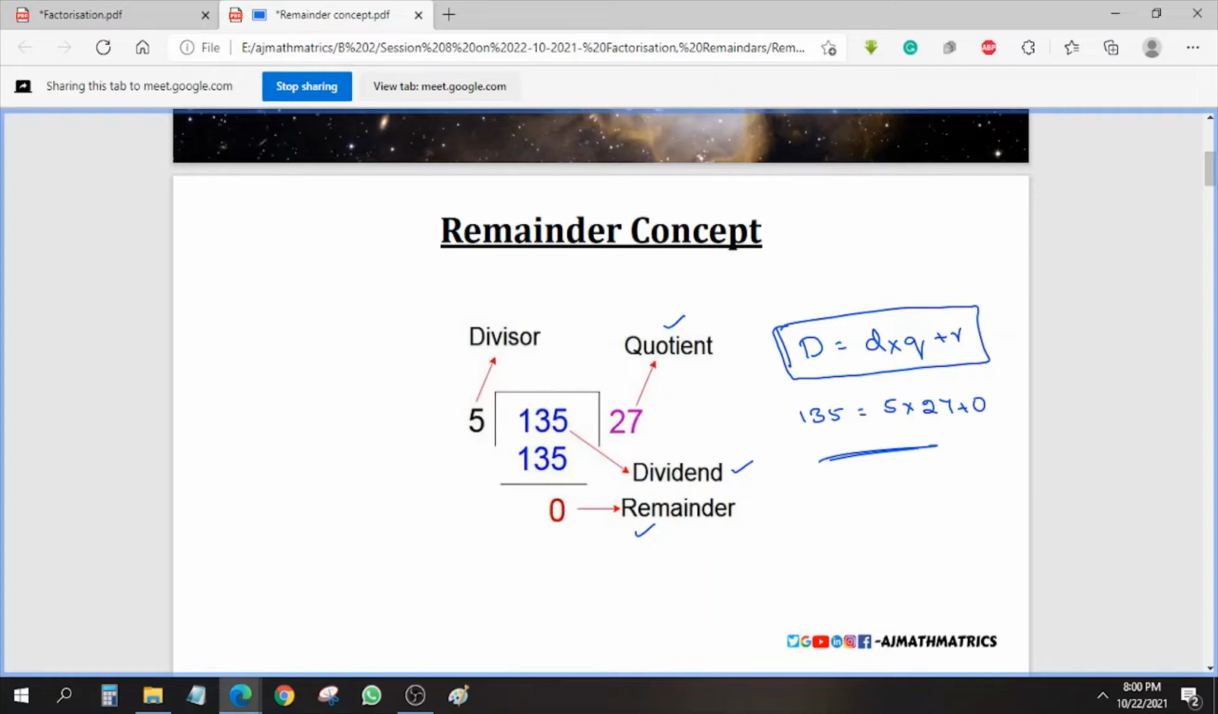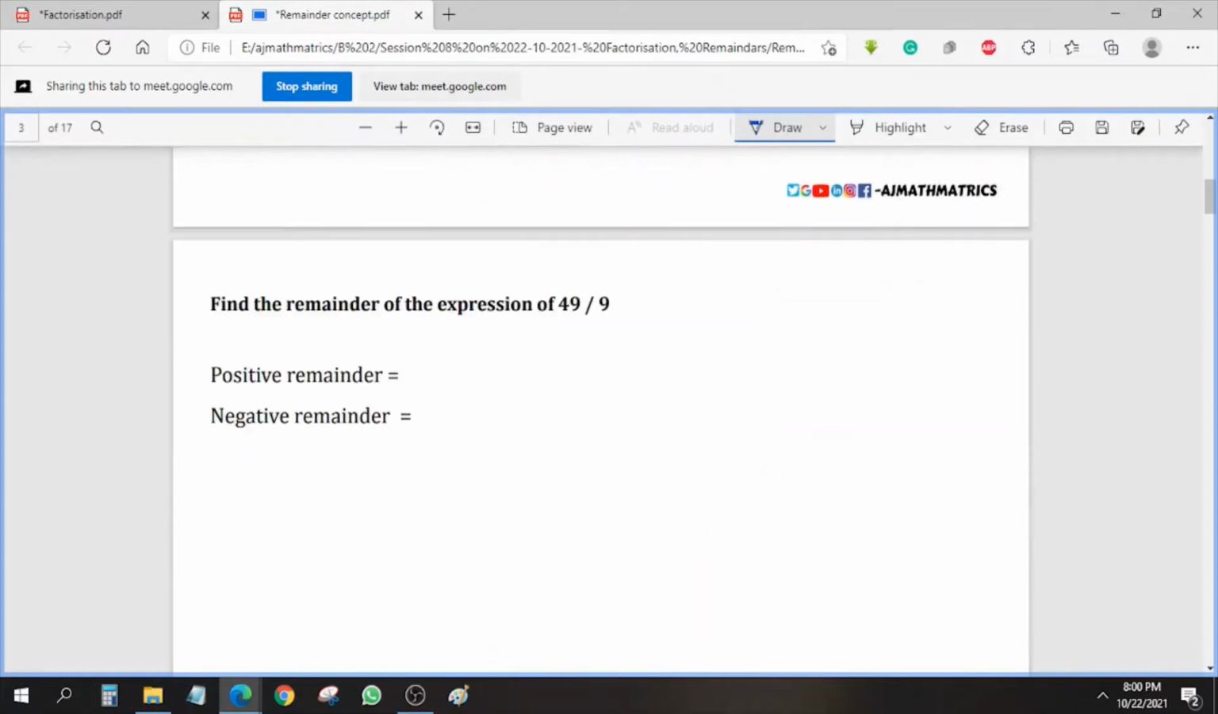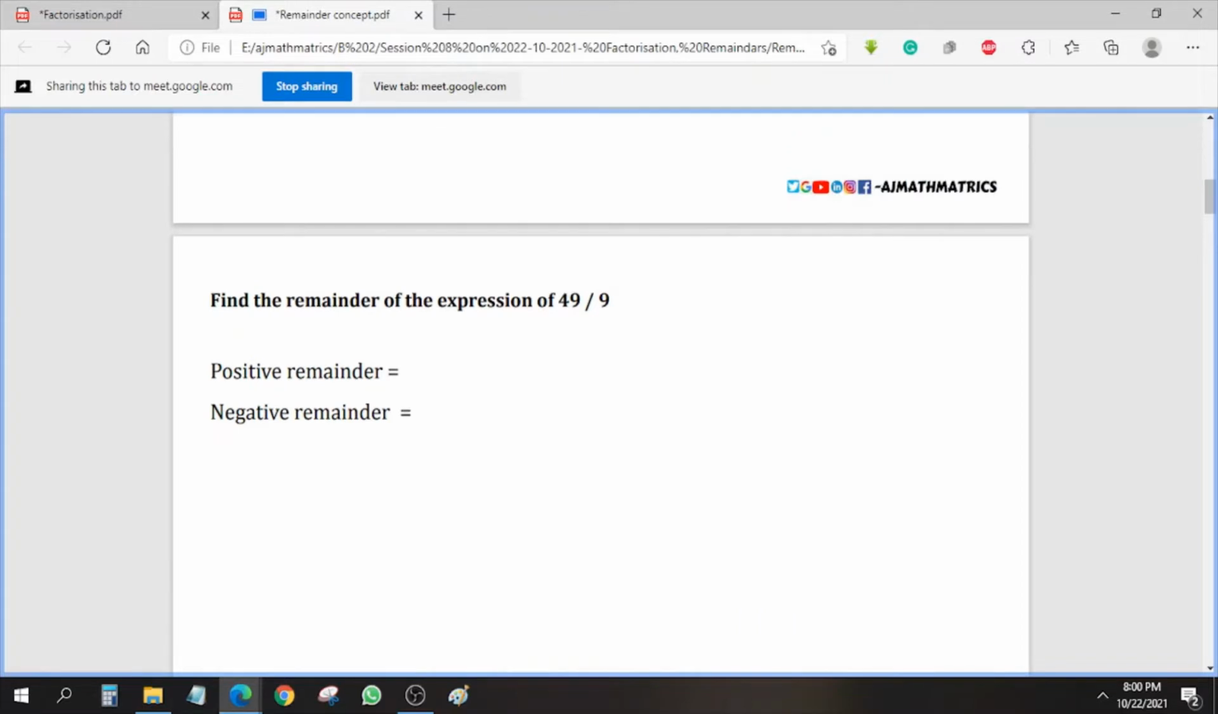Now coming to the concept here. Find the remainder of the expression 49 by 9. Generally how do we do 49 by 9? 9 fives are 45 and we got the remainder as 4. But when you observe here, we have two remainders. One is a positive remainder and one is a negative remainder. What is meant by a positive remainder? When you do this process, whatever value you get, that is a positive integer, and the next one will be a negative integer.